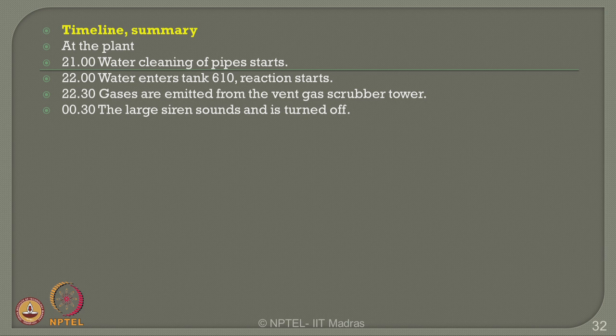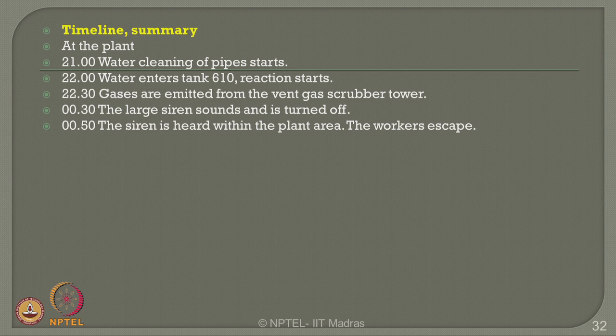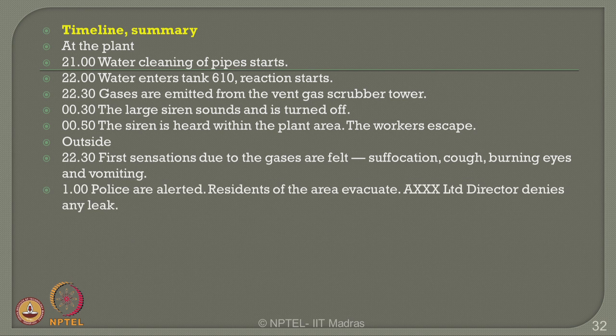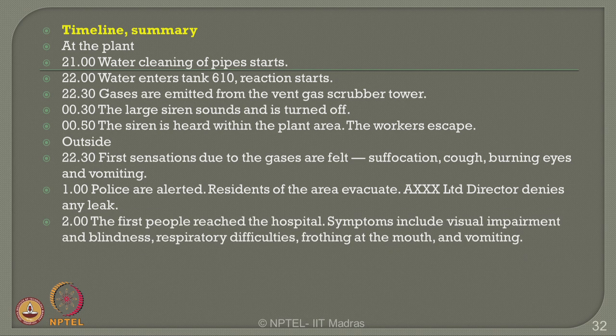At midnight the larger siren sounds and is turned off. At midnight again the siren is heard within the plant area. The workers escaped. Outside, at 23:30, the first sensations due to the gases were felt by the public. It caused suffocation, cough, burning eyes and vomiting. At 1 o'clock in the night, police were alerted and residents of the area were evacuated. The company director denies any leak in an official press release.